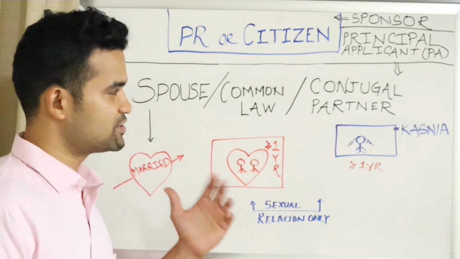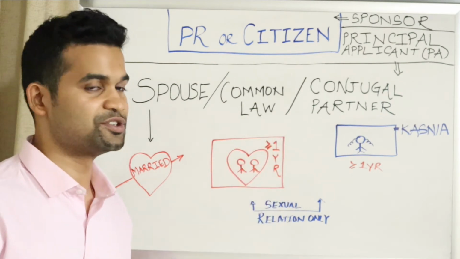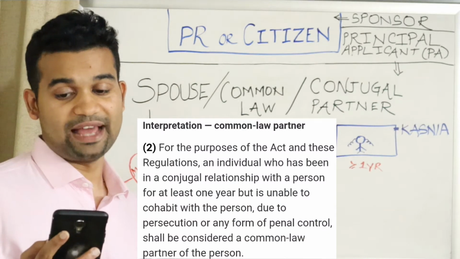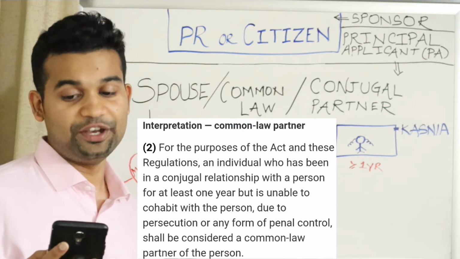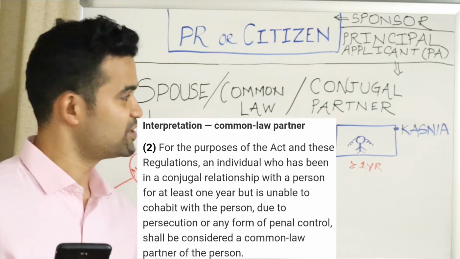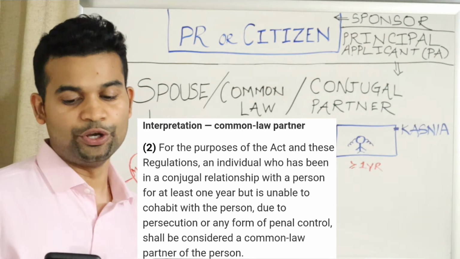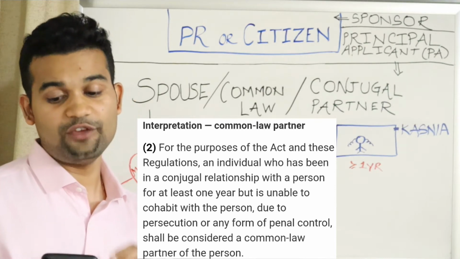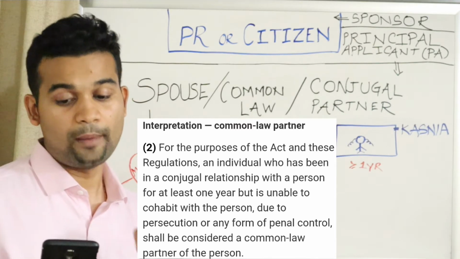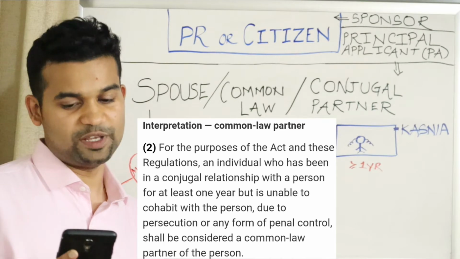So first of all, let us try to understand the exact definition of a conjugal relationship in the immigration regulation. It says, for the purposes of the Act and these regulations, an individual who has been in a conjugal relationship with a person for at least 1 year but is unable to cohabit with the person due to persecution or any form of penal control shall be considered a common law partner of the person. So let us try to understand what this means.